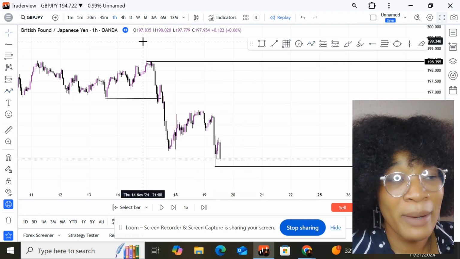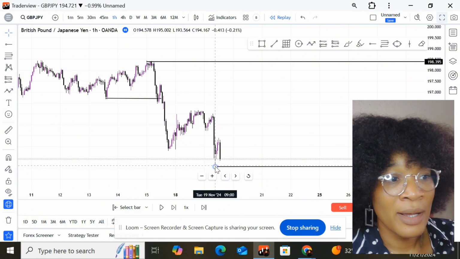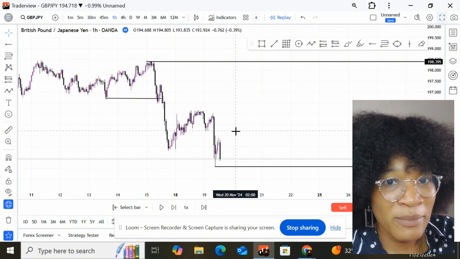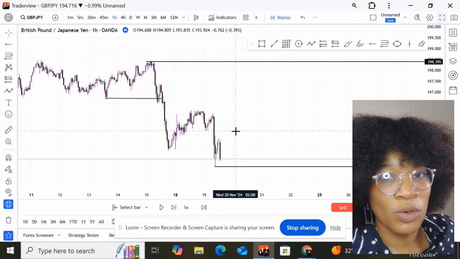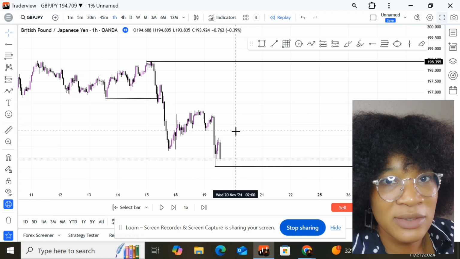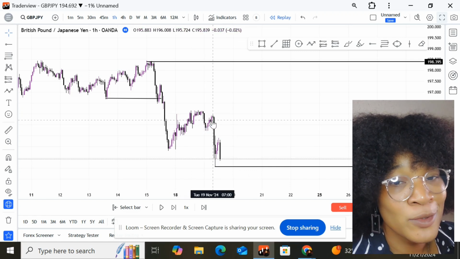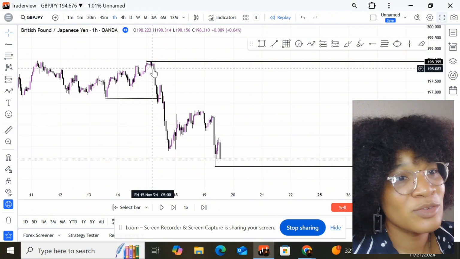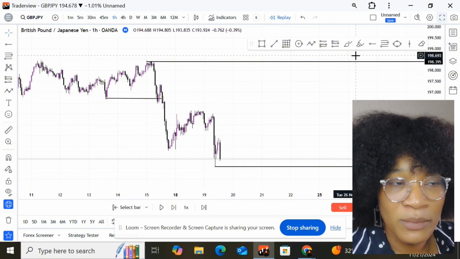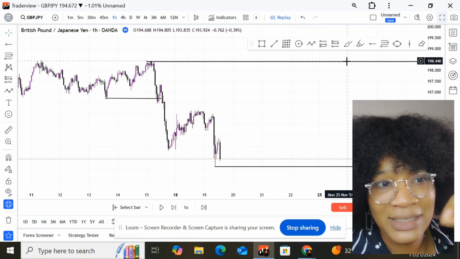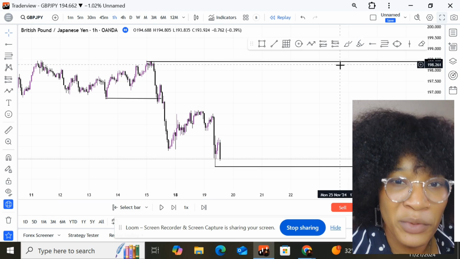Assuming I do not want to buy, I do not want to participate in this little buy movement. I just want to focus on the bigger picture, which is the sell movement. Okay, so I don't want to engage myself in any form of buying. I want to sell. So there are places where it wouldn't be wise for me to. I don't want to be selling at a discount zone. I want to be selling at a premium zone.